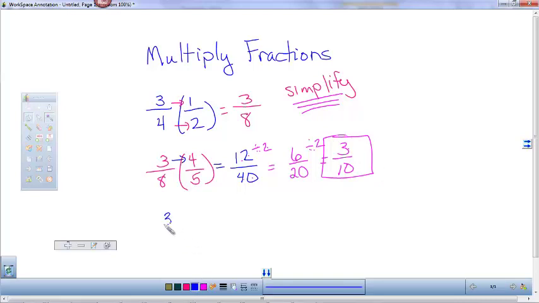Now some of you learn to multiply by doing canceling, where you say 8 and 4 can be smaller. That means 4 goes into 4, 1. 4 goes into 8, 2. And now you multiply. 3 times 1 is 3. 2 times 5 is 10. It's the same. So you can do whichever way works better for you.